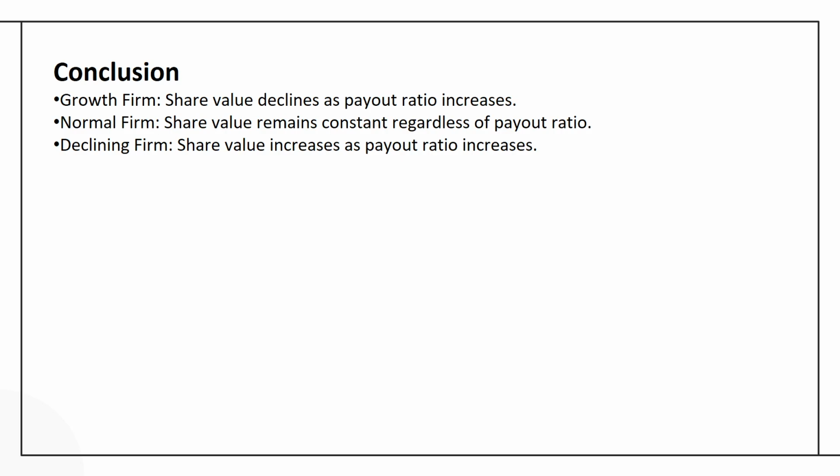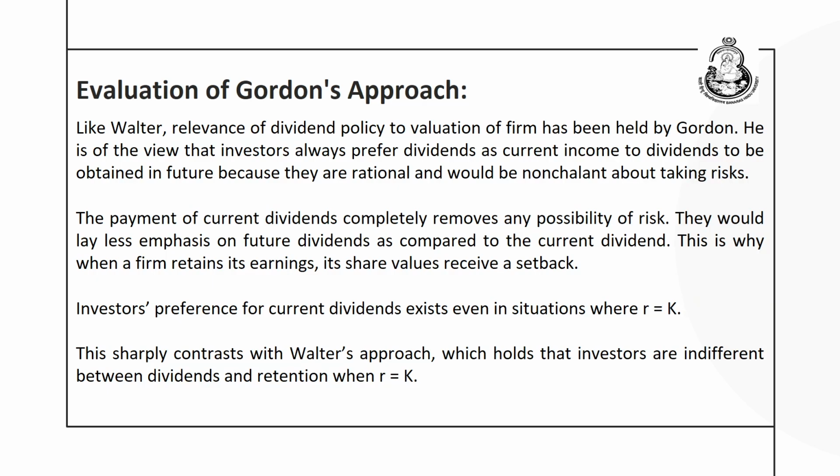Normal firm would have the payout ratio and its impact on market price of share unchanged, but yes, for a declining firm, share value would increase when the payout ratio increases. So, with this we can also see merit and demerits of the Gordon's approach.